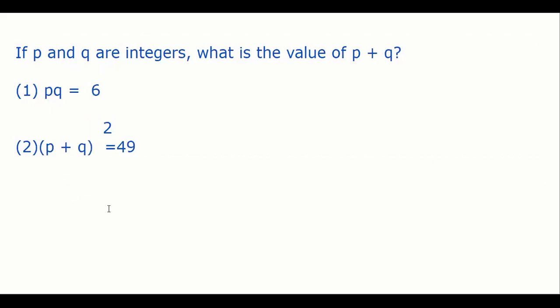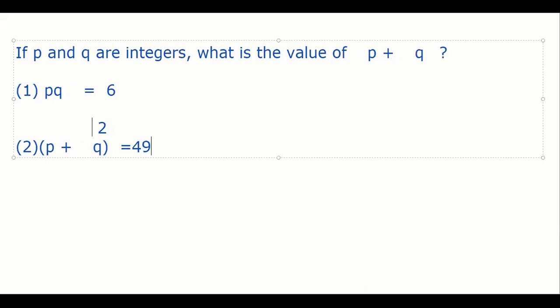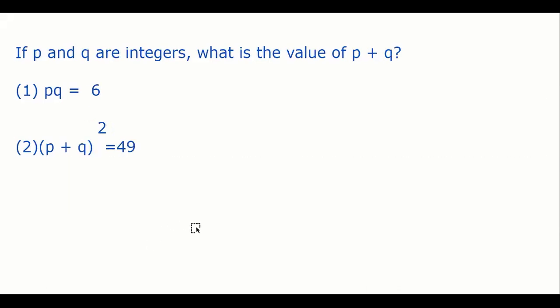Question is, okay, let me make it proper here also. Question is, if P and Q are integers, what is the value of P plus Q? Can we find the value of P plus Q or not? Means the unique value always, guys, in all these questions, right? Can you find the unique value of P plus Q or not? Statement 1 says P into Q is 6. Statement 2 says (P plus Q) whole square is 49. Tell me now.